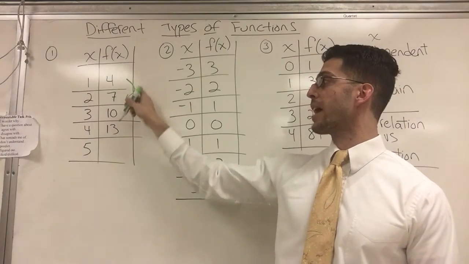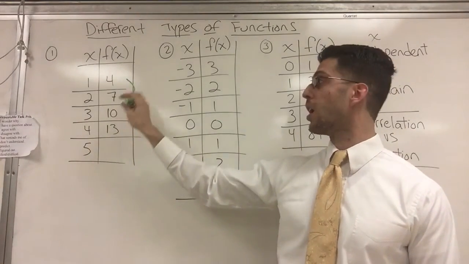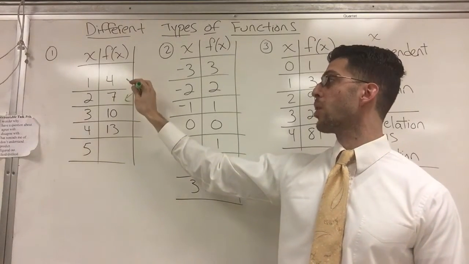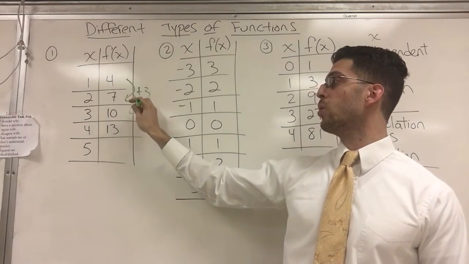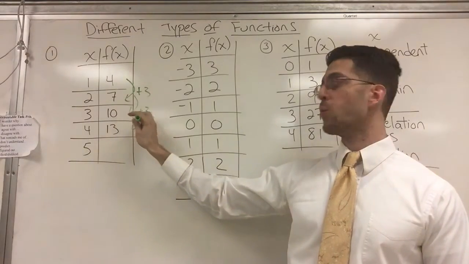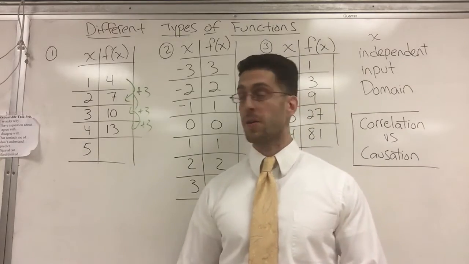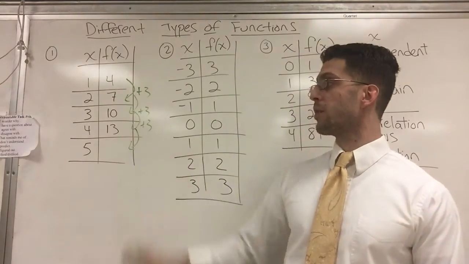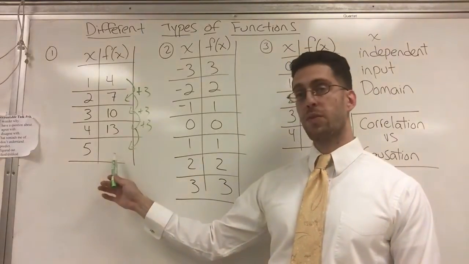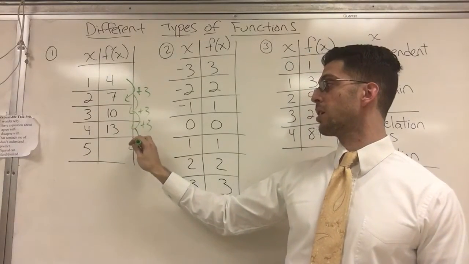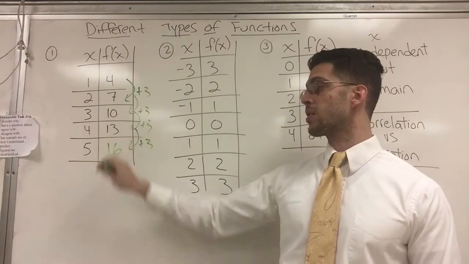Well, let's see. What is that change? Looks like the difference is 3. So I'm adding 3 here. And then, ooh, I add 3 again. And then, ooh, I add 3 again. There is a constant rate of change, so it's linear. Could you tell me the fifth term? What's the 5th term in this sequence? 4, 7, 10, 13. It's got to be adding 3 again, so it's got to be 16.